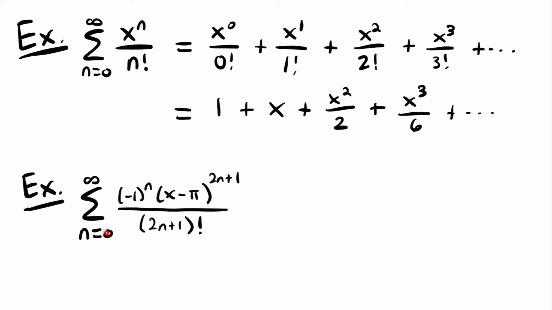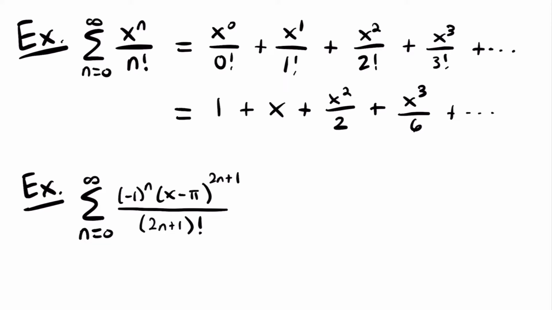We have the sum from n equals 0 to infinity of negative 1 to the power of n times the quantity x minus pi to the power of 2n plus 1 divided by the quantity 2n plus 1 factorial. Okay, so once again, this is a power series because we have a quantity with x raised to some power. All right, however, this time, this power series is not centered at 0. Notice that we have x minus pi, right? The quantity that has x within it that's being raised to a power includes pi being subtracted from that x. And so this power series is centered at pi.